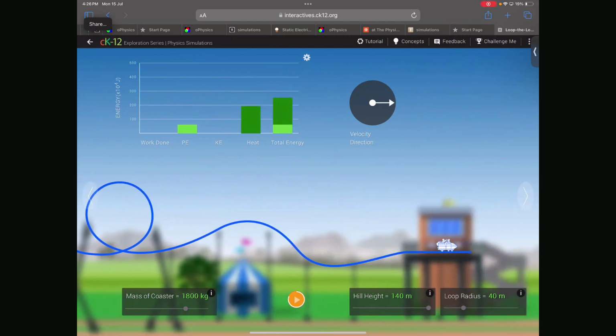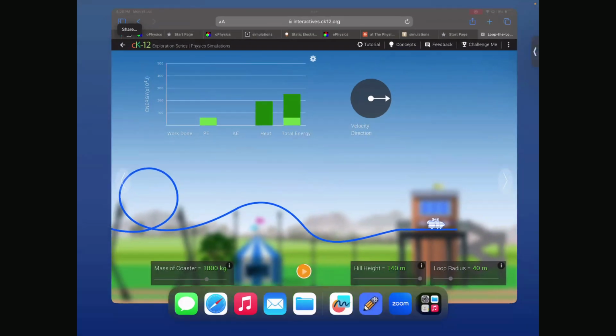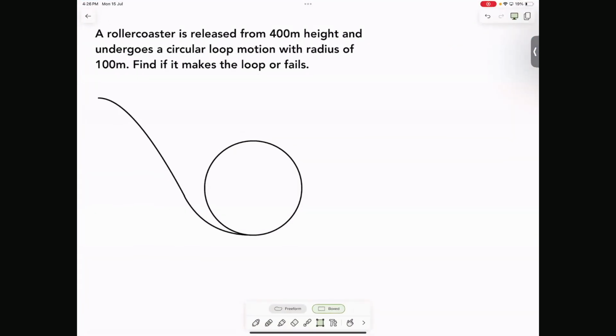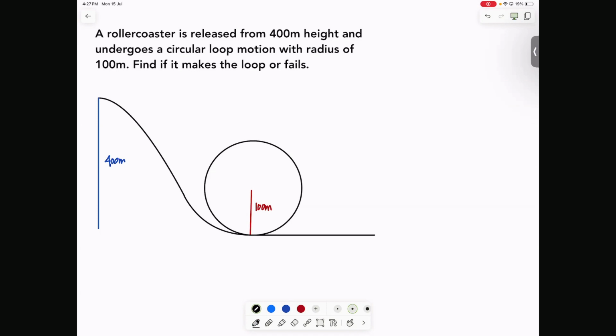Okay, but yeah, we don't have to design this, we just have to find out, does the roller coaster survive this loop? Okay, so the key information is given. It starts from a height of how much? 400 meters, and it goes to a circle that has a radius of 100 meters. So the radius is 100 meters, and you need to figure out, does the roller coaster survive this circular motion? Can it manage it or not?